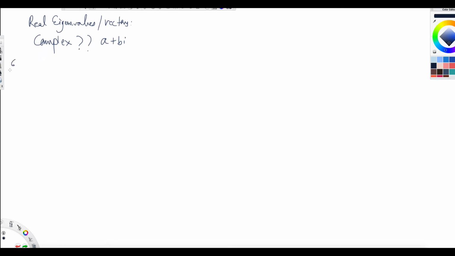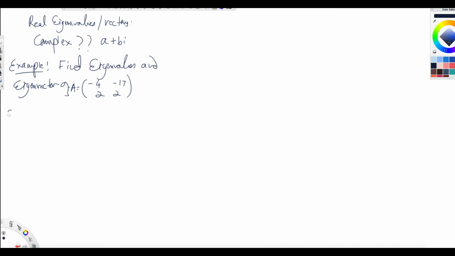How do I do that? Let me do an example. Find the eigenvalues and eigenvectors of the matrix A equals [-4, -17; 2, 2]. Okay, so how do I do this? We assume that lambda is the eigenvalue. Let lambda and v equals (x, y) be the eigenvalue and eigenvector.